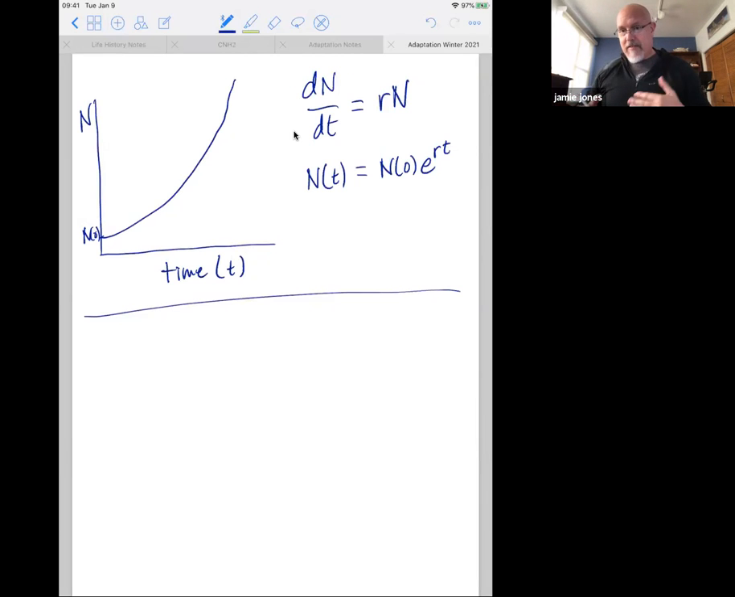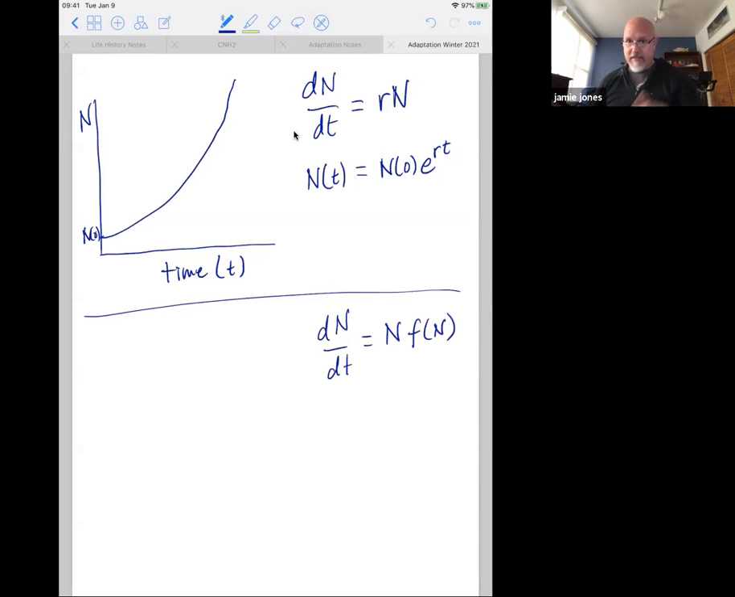So let's think about a model that incorporates some sort of feedback, so that the growth rate at any given point in time is a function of the population size. We're going to focus on the simplest model. It's a linear model, and it only depends on the total population size. We can write this generically: dN/dt equals N times f of N, with f of N being a function of the population size.